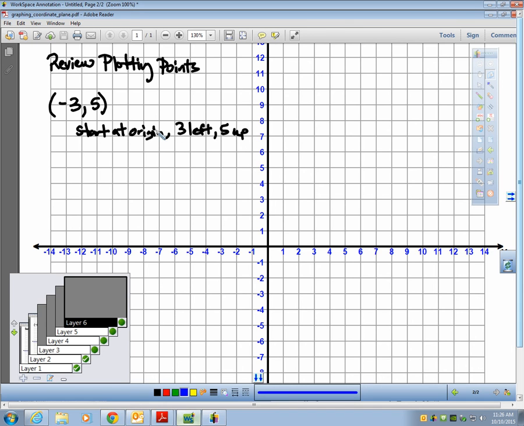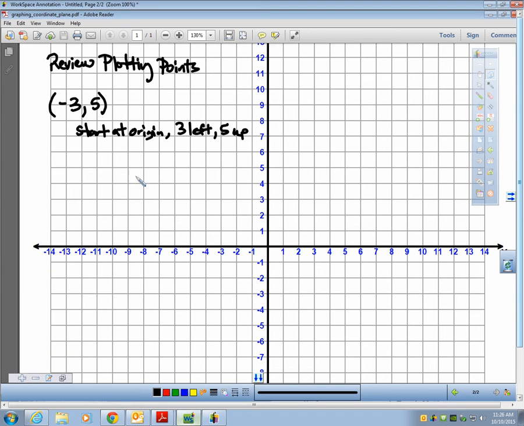Let's look at plotting the point -3, 5. Here's what that means. We should start at the origin. The -3 means move 3 left. The +5 for y means 5 up. Now remember, maybe I should just write this in there. Remember, this is an x, y coordinate.